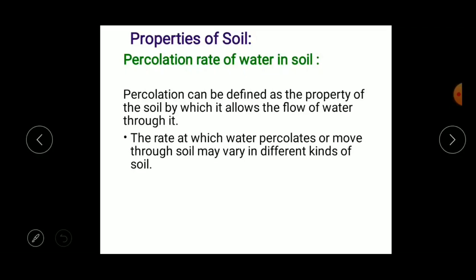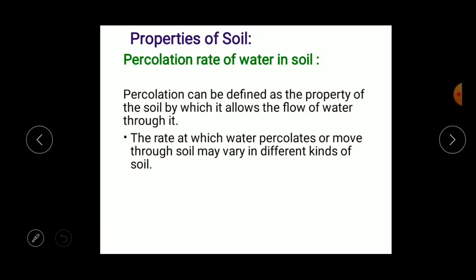The rate at which water percolates or moves through soil may vary in different kinds of soil. So percolation can differ from soil to soil. There are some soils which do not allow water to percolate because they absorb the water, but there are some soils which can easily percolate the water or allow it to flow through them. Understood what is the meaning of percolation?